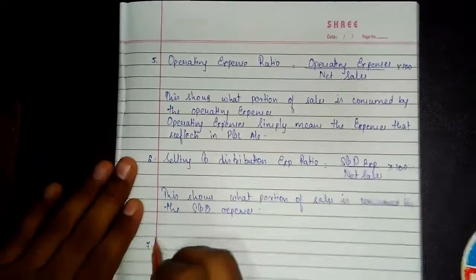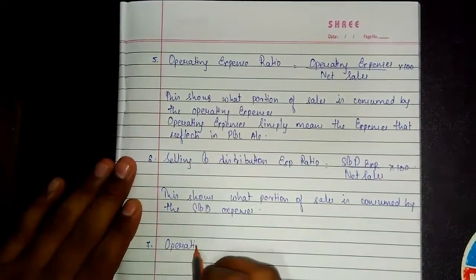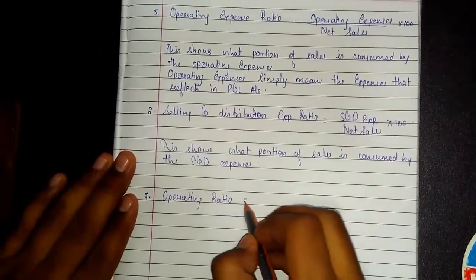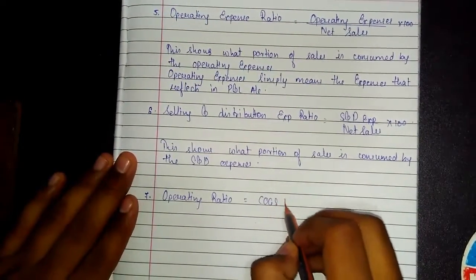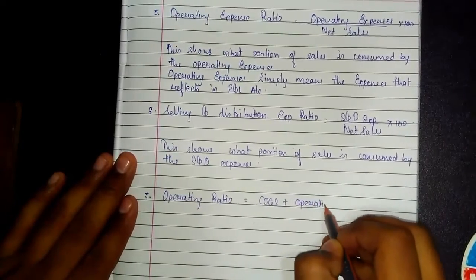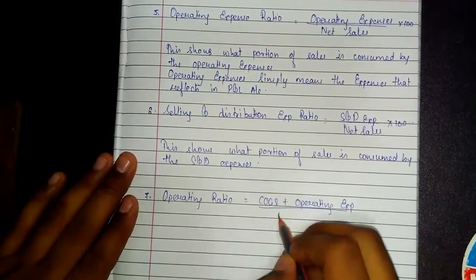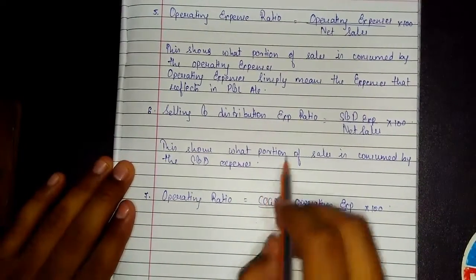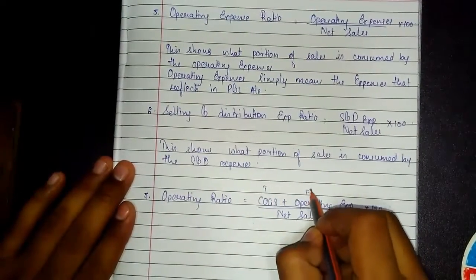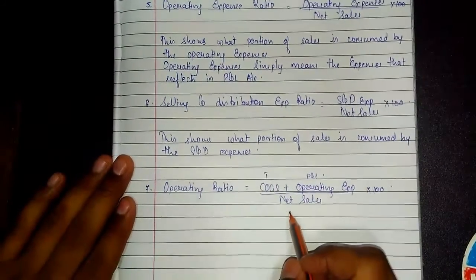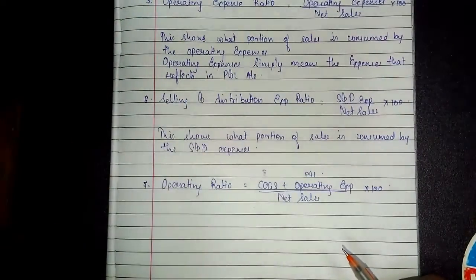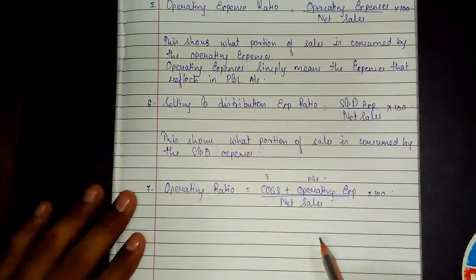7th is the operating ratio. Operating ratio is very important. Why? Because it covers COGS plus operating expenses upon net sales into 100. That means it is covering the trading account as well as the P&L account as compared to the net sales, and we are finding out the ratio. That is the total expenses, that is the debit side of the trading account and the debit side of the P&L divided by net sales.